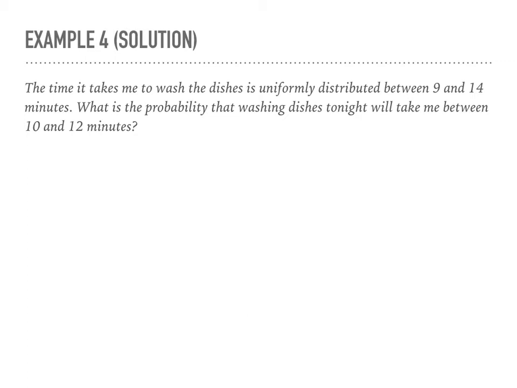Looking at example number 4, the time it takes me to wash the dishes is uniformly distributed between 9 and 14 minutes. What is the probability that washing dishes tonight will take me between 10 and 12 minutes? Again, using the formula, we have 1 over 14 minus 9 times 12 minus 10, so 2 over 5, which is approximately 0.4.